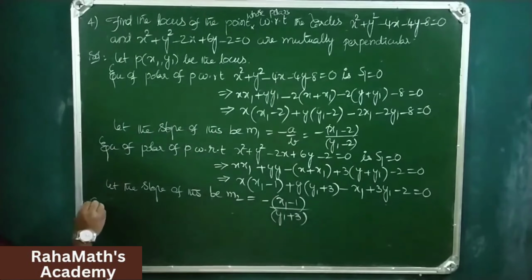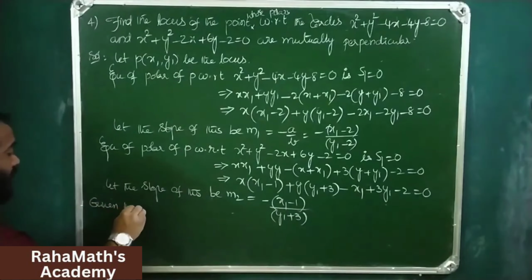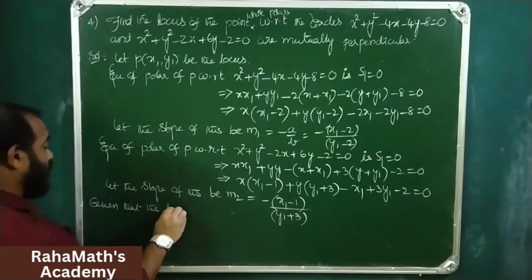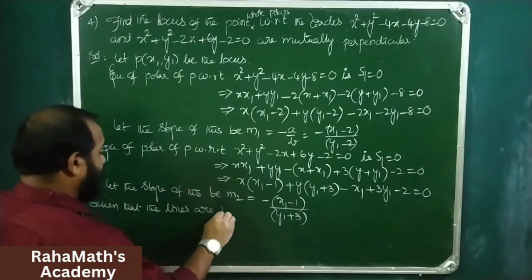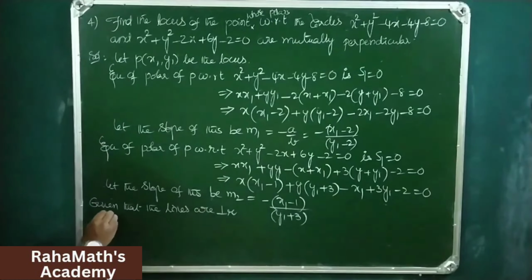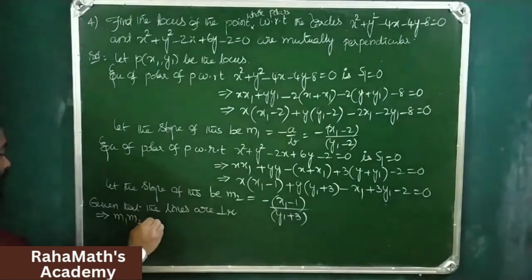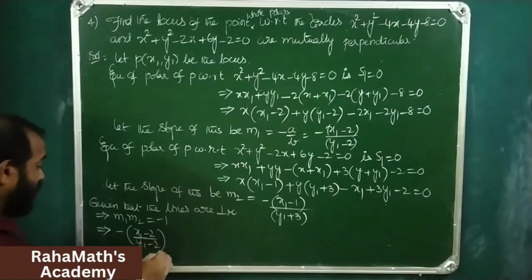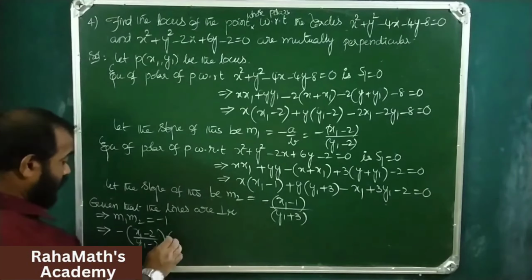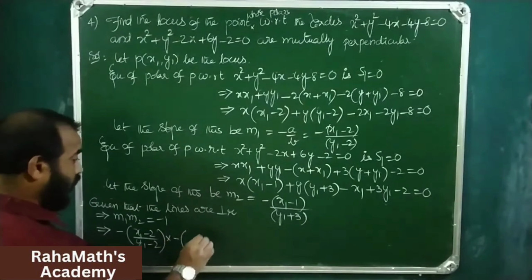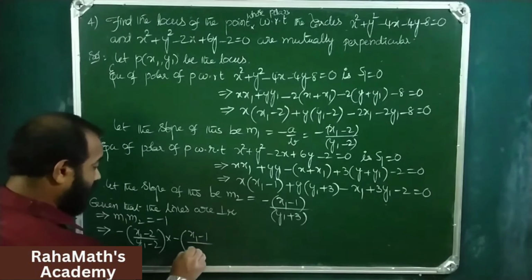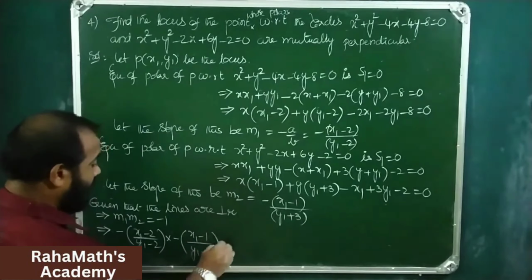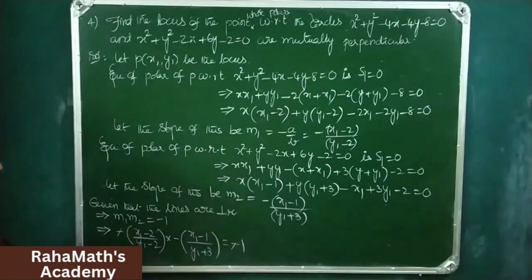So given that the lines are perpendicular, that means m1 m2 equals minus 1. m1 is minus of (x1 minus 2) by (y1 minus 2), into minus of (x1 minus 1) by (y1 plus 3), equals minus 1. Minus gets cancelled.